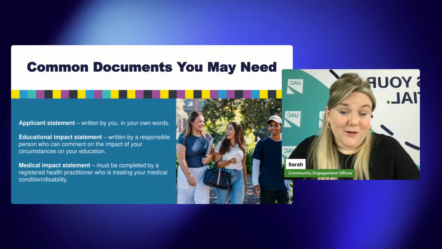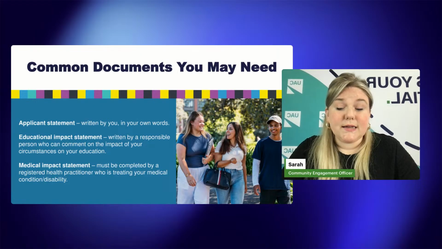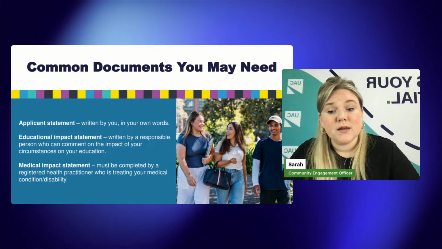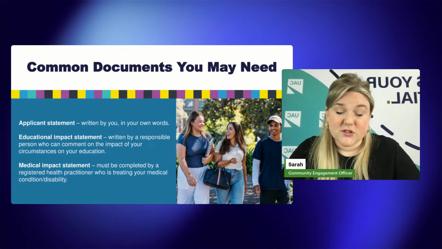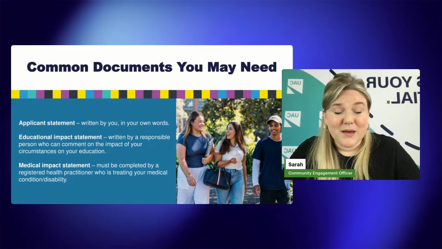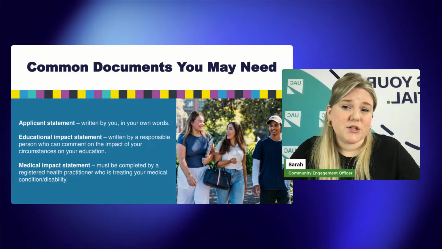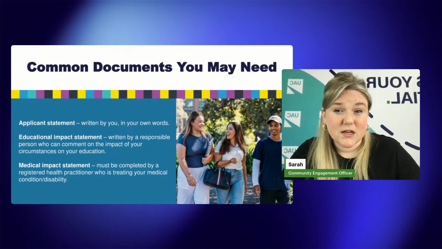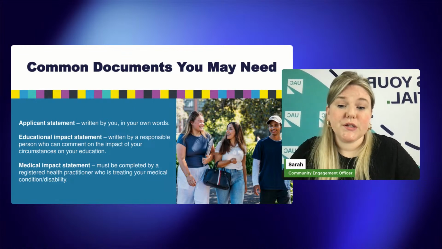The next really common document that you might need to provide is an educational impact statement. So this is written by a responsible person who can comment on the impact of your circumstances on your education. And this is really important. It's got to be someone that can talk about the impact of your circumstances on your education. So really good people to fill this out might be your careers advisor at school, maybe your year advisor or your principal, okay, for those who are our current students.